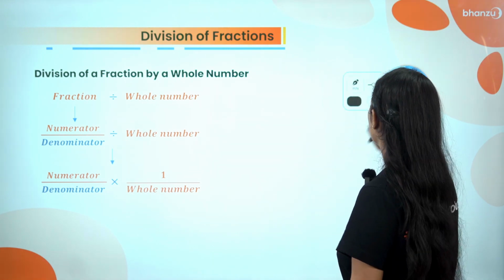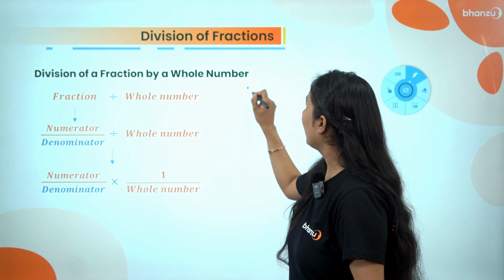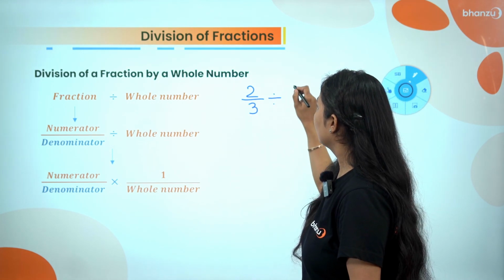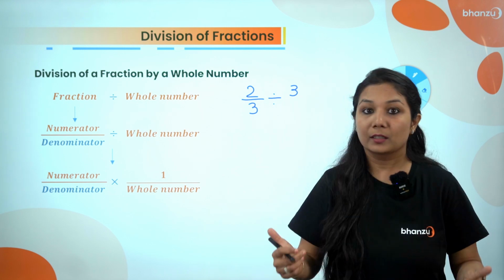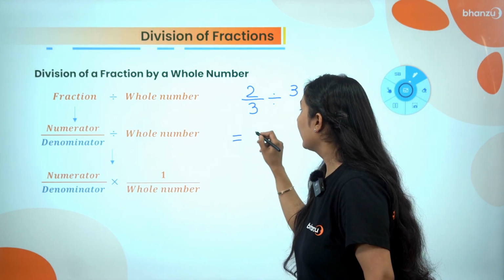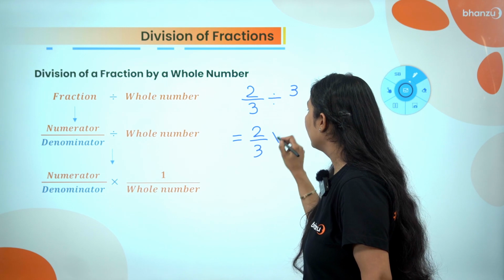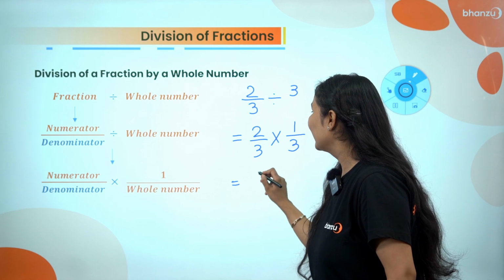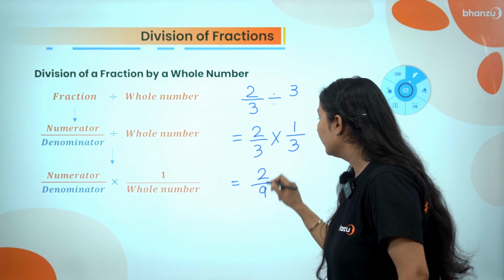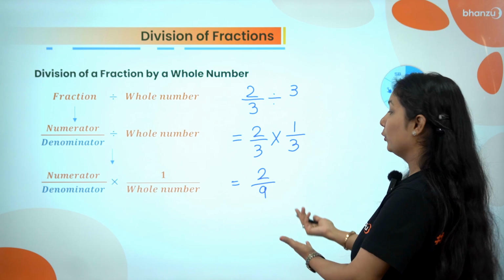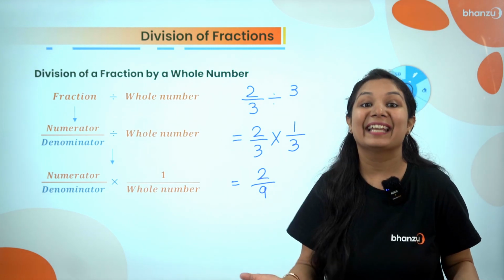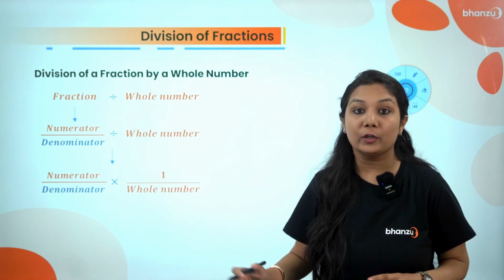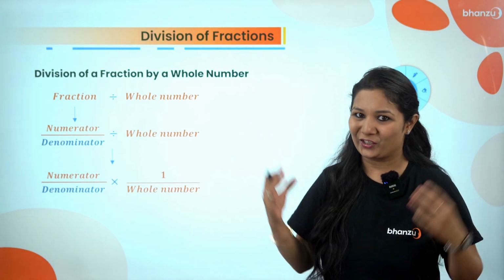Let's take a practice question over here. Suppose you have 2 upon 3 as a fraction, right? Divided by 3. Got it? Now what do we do? Ma'am, fraction to be multiplied by the reciprocal of the whole number. So what do we get? Numerator multiplied by numerator upon denominator multiplied by denominator. So here you get the answer, 2 upon 9. Clear? So can you all see that reciprocal plays a very important role in division of fractions.